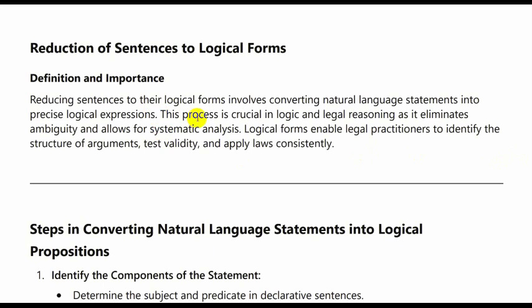Reducing sentences to their logical forms involves converting natural language statements into precise logical expressions. This process is crucial in logic and legal reasoning as it eliminates ambiguity and allows for systematic analysis. Logical forms enable legal practitioners to identify the structure of the arguments, test its validity, and apply laws consistently.